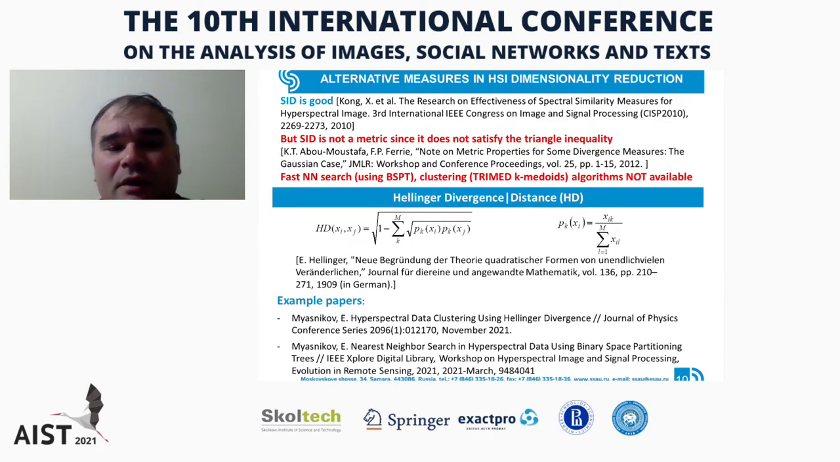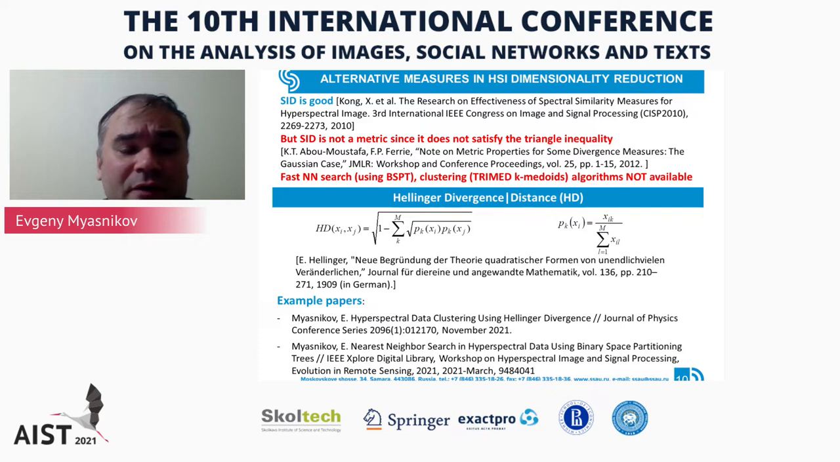But there are researches which show that spectral information divergence is quite good in classification and search for spectral signatures in hyperspectral images. But unfortunately, spectral information divergence is not a true metric, and it does not satisfy the triangle inequality. And so many techniques which use this feature of metrics cannot be used with spectral information divergence. For example, we cannot use binary space partitioning tricks to accelerate nearest neighbor searches and classification. We cannot use fast clustering techniques, for example, trimming technique for k-medoids algorithm, and so on.